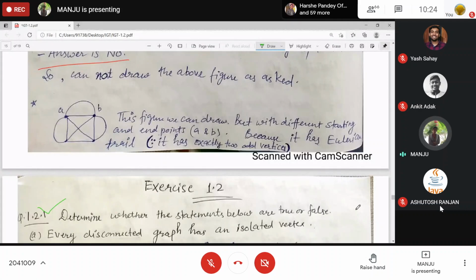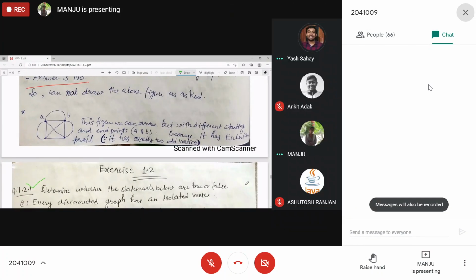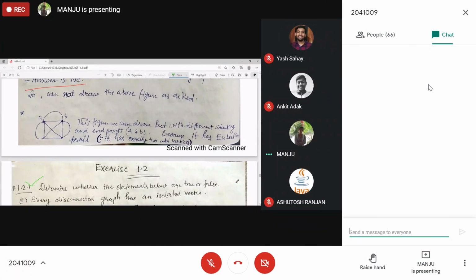So if done, you can start with this one. Determine whether the statements are true or false. Every disconnected graph has an isolated vertex. No, ma'am, false. Give me a counterexample. Ma'am, P3 union P2. P3 union P2, obviously no isolated vertex. This union this, this is the graph, and here you don't have any vertex which is isolated.